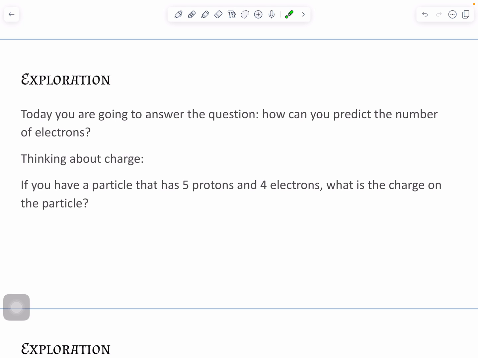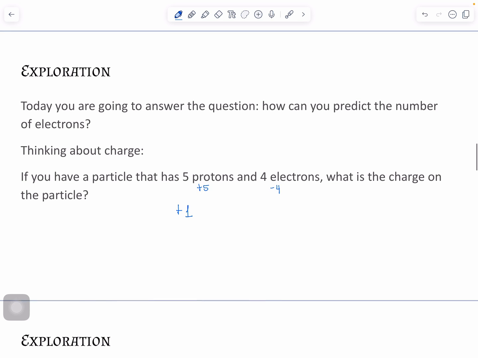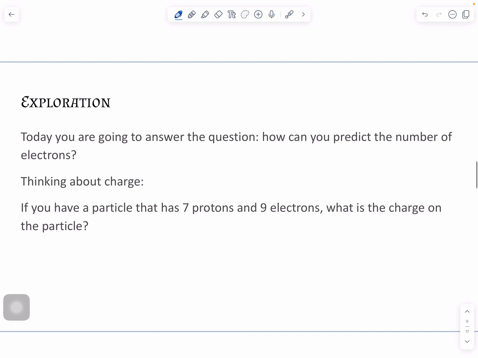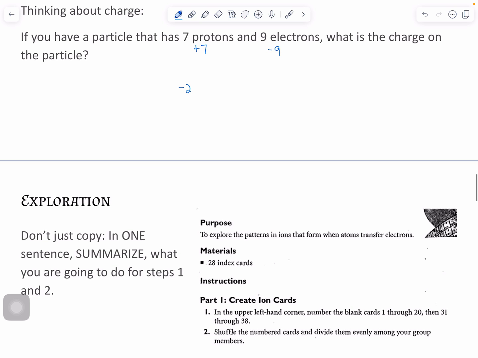We want to do a little bit of work at first. If I have a particle that has 5 protons and 4 electrons, what is the charge on the particle? The charge is going to be +1, because this is +5, and then -4 gives me a total charge of +1. Let's do another one. A particle has 7 protons and 9 electrons. What is the charge on the particle? That is going to be -2, because we have +7, and then -9 gives me -2. So that will be helpful today.